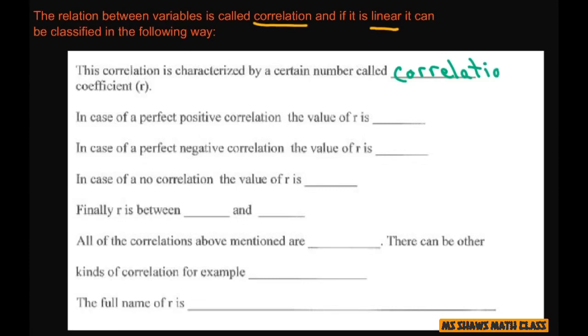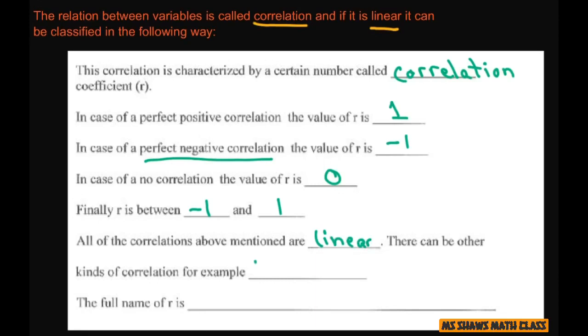We call it R. In case of a perfect positive correlation, the value of R is 1. For perfect negative, the value of R is -1. If there's no correlation, the value of R is 0. So finally, the correlation is in between -1 and 1. All of these are linear. There can be different kinds.